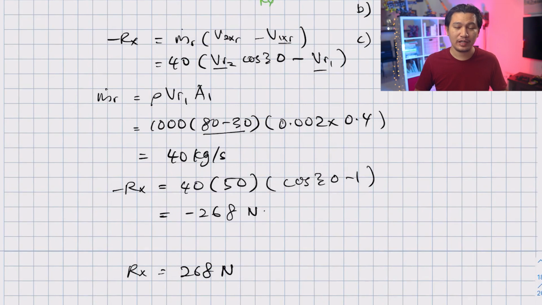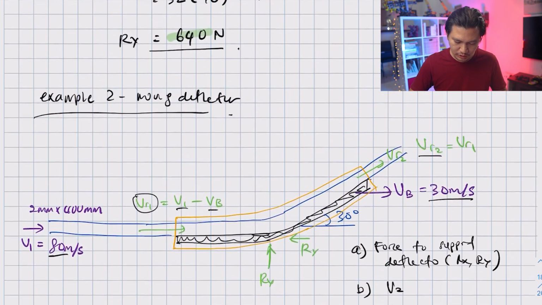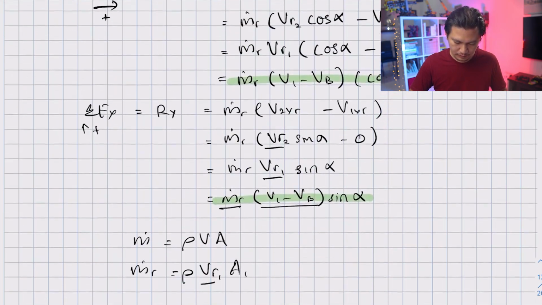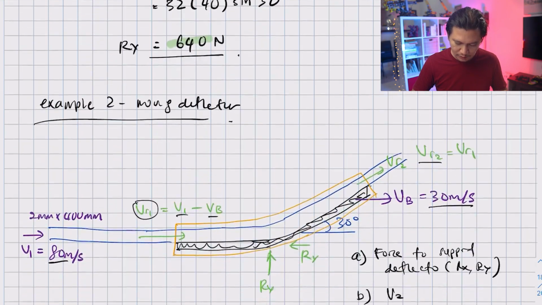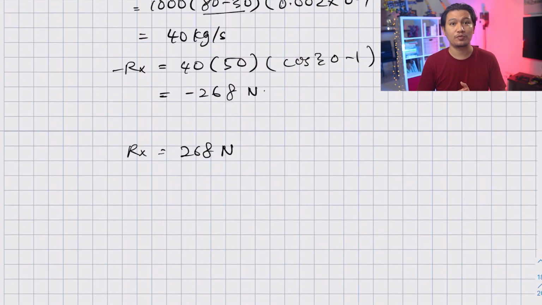And this is actually quite a long way to do it. And if you notice, you already have this equation earlier, right? So when you are familiar with how the momentum equation works, you don't necessarily have to memorize it. You only need to know how to derive it again. Right, now let's take a look at what is our Ry, because that is what our question wants.